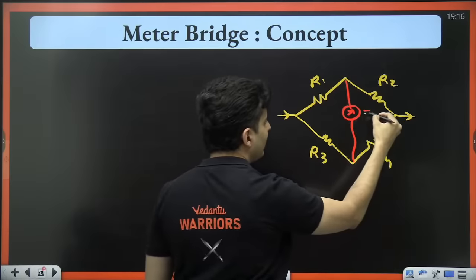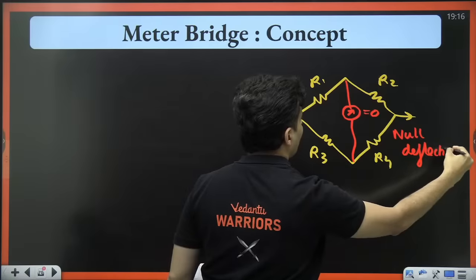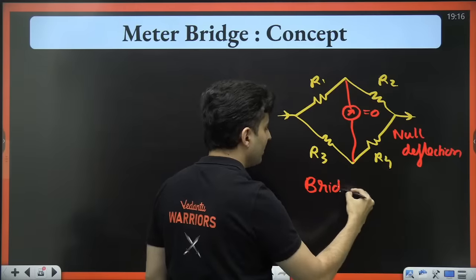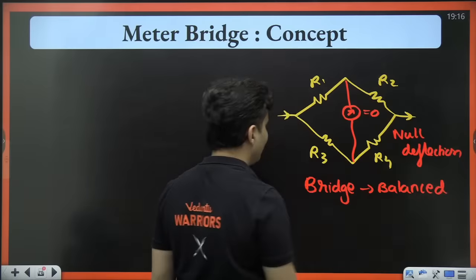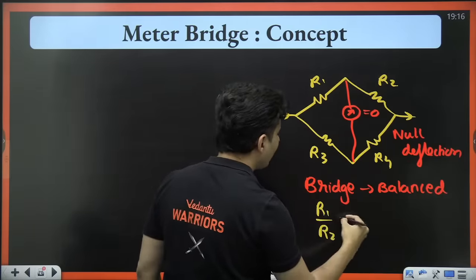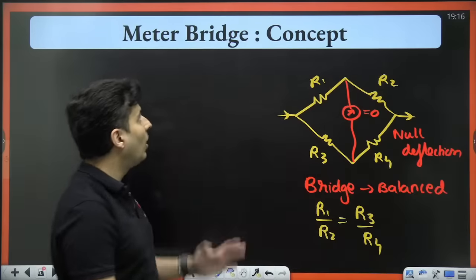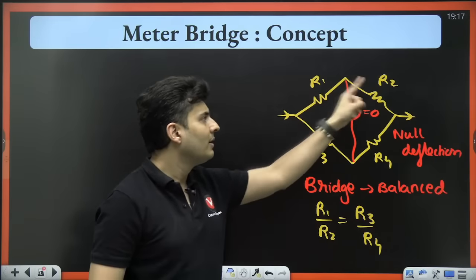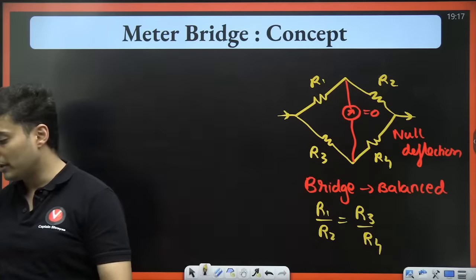But if the reading is zero, then it is called null deflection, and this bridge is said to be balanced. And when that bridge is balanced, then R1 by R2 will be R3 by R4. This is the concept of Wheatstone's bridge, which is balanced. If it is unbalanced, then it might show some reading. When it is balanced, then it will not show any reading in the voltmeter or the galvanometer.